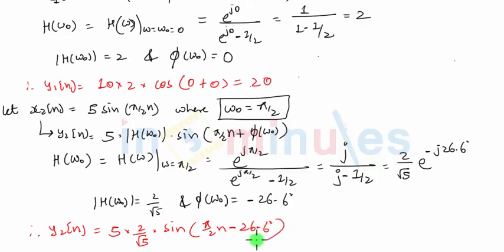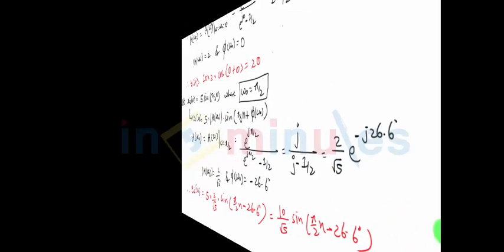So we have got the second output y2 of n also. Obviously this will become 10 upon root 5, so let me just write it down quickly. Let us now consider x3 of n and find out corresponding output y3 of n. Let x3 of n be equal to, x3 of n will be the third part of the input signal, which is 20 cos pi of n, and for this you can see that omega naught is clearly equal to pi this time.